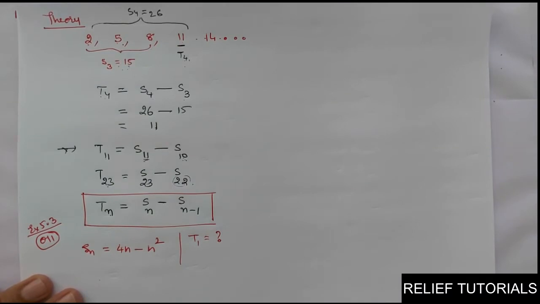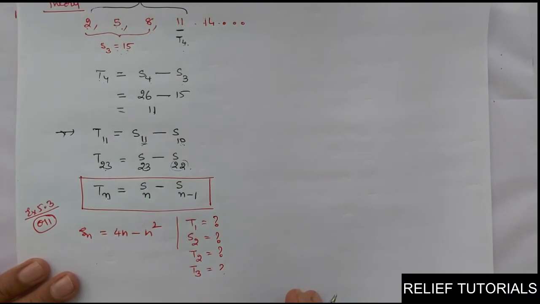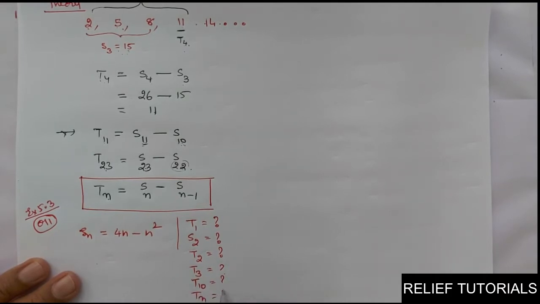What is the sum of the first two terms? So S2 is equal to question mark. What is the second term? T2 is equal to question mark. Similarly, find the third, tenth and nth term. Third term, T3 is equal to question mark. Okay, T3, T10. T10 is equal to question mark and Tn is equal to question mark. This many things you have to find out.